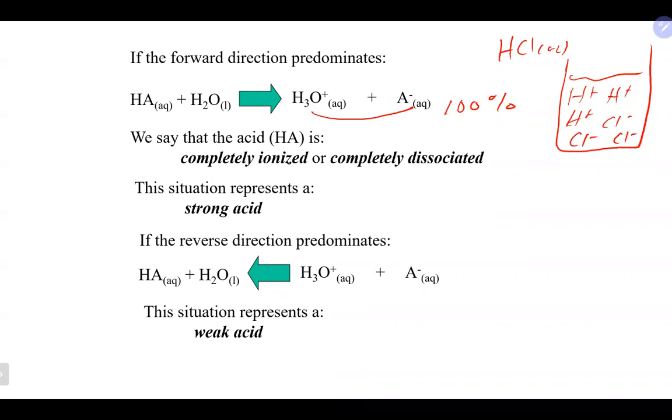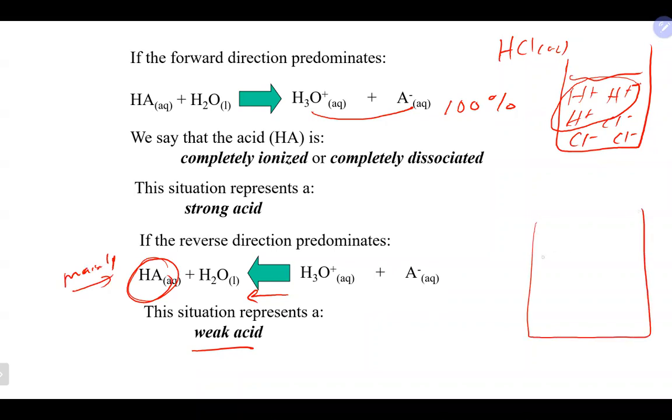None of them would stay together in the solution because it is a strong acid. A strong electrolyte will completely break apart, which is why it's considered a strong acid, because it's able to produce a lot of H plus very quickly in solution. If the reverse direction predominates, you're going to end up with a weak acid, which, unlike a strong acid, will mainly stay together.